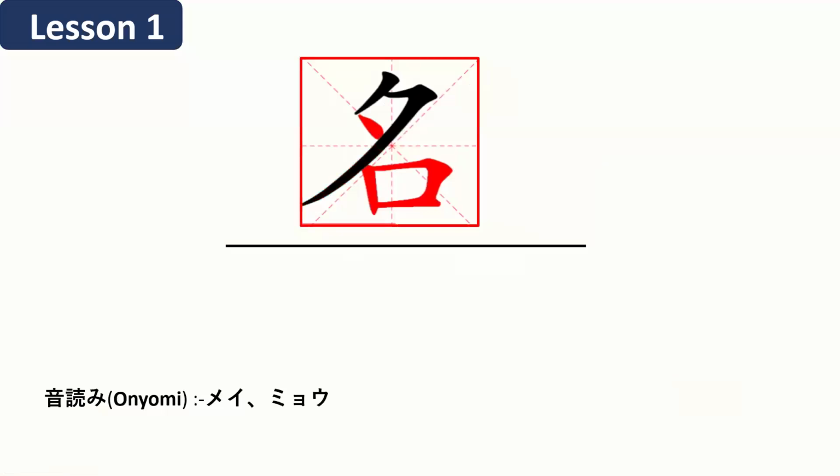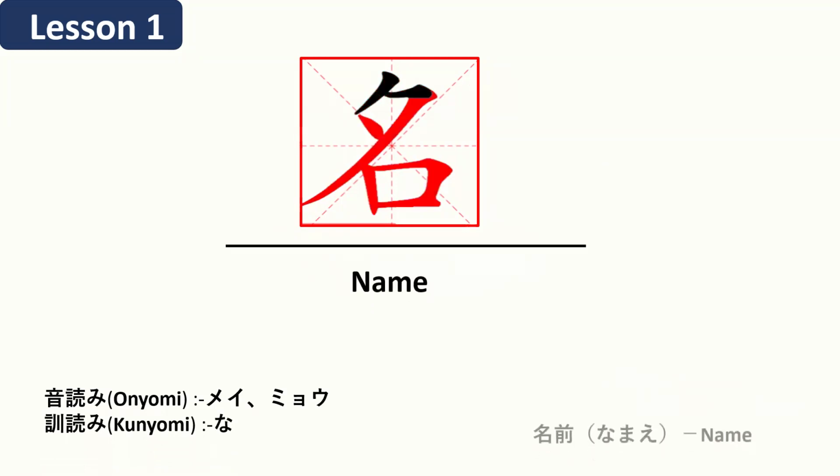Onyomi is mei, myo. Kunyomi is na, meaning name. For example, namae, name.